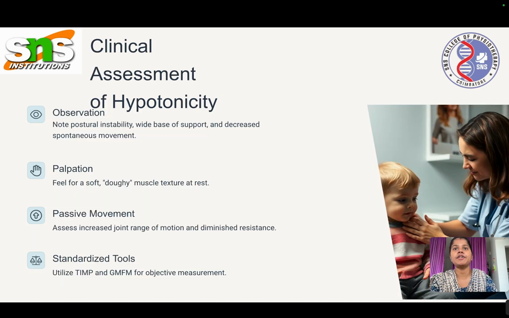Coming to the clinical assessment of hypotonicity. When assessing hypotonicity, clinicians typically use a combination of observation, palpation, and standardized tools. On observation, patients show postural instability, a wide base of support, and reduced spontaneous movement. On palpation, the muscles often feel soft and doughy at rest. With passive movement, there is usually an increased range of motion and less resistance is felt. Standardized assessment tools like the TIMP, that is the Test of Infant Motor Performance, and gross motor function measures help in objective measurement as well.